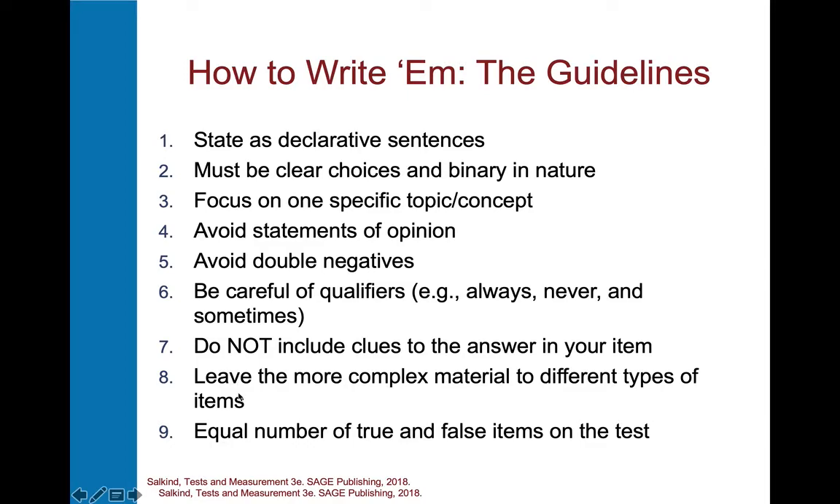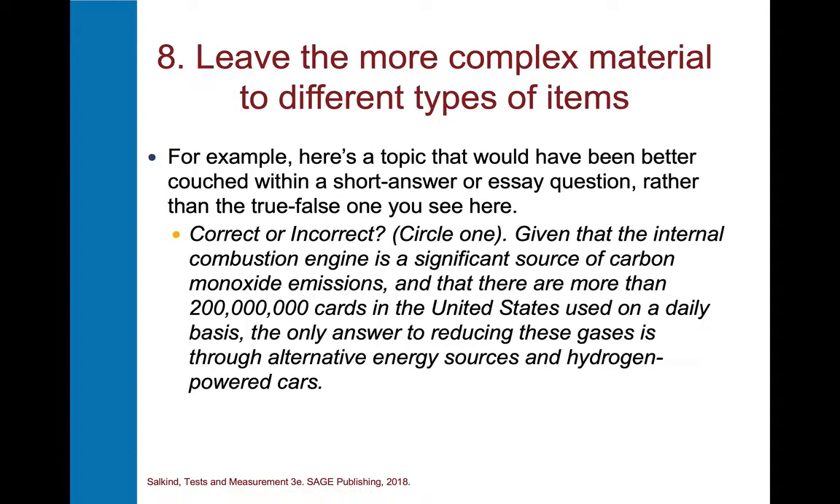Eighth, you want to leave the more complex material to different types of items if you want to tap into higher order thinking, because the very nature of complex material doesn't lend itself well to the unambiguous answers of correct or incorrect. For example, here's a topic that would have been better couched within a short answer or essay question. Correct or incorrect? Given that the internal combustion engine is a significant source of carbon monoxide emissions and that there are more than 200 million cars in the United States used on a daily basis, the only answer to reducing these gases is through alternative energy sources and hydrogen power cars.